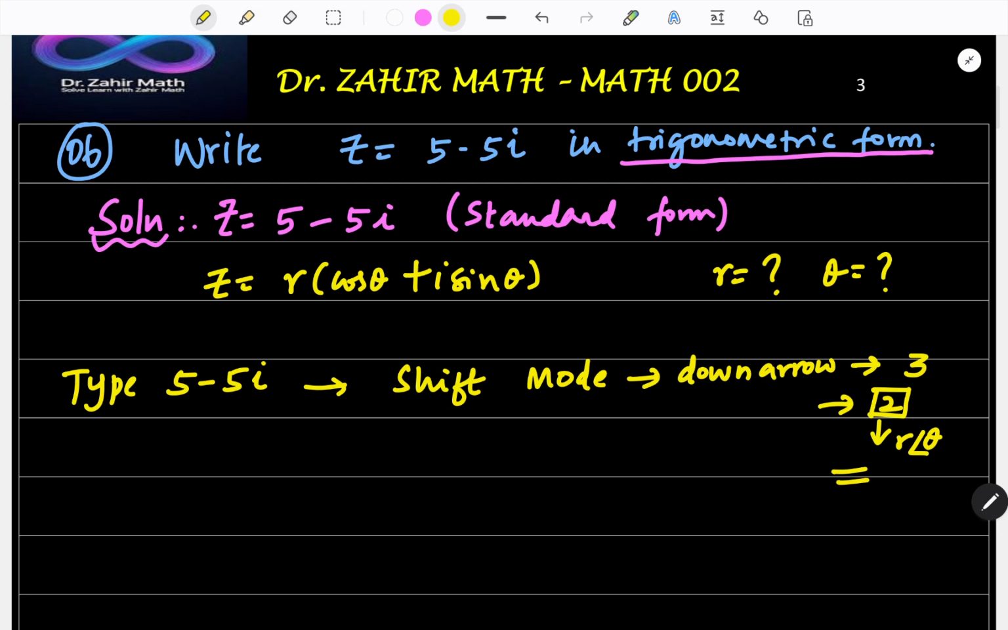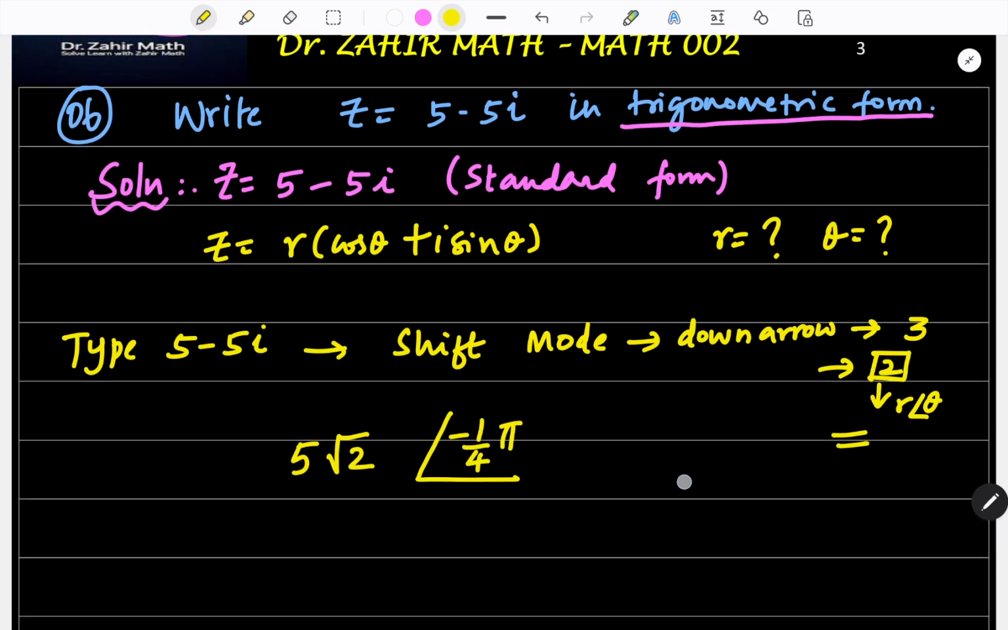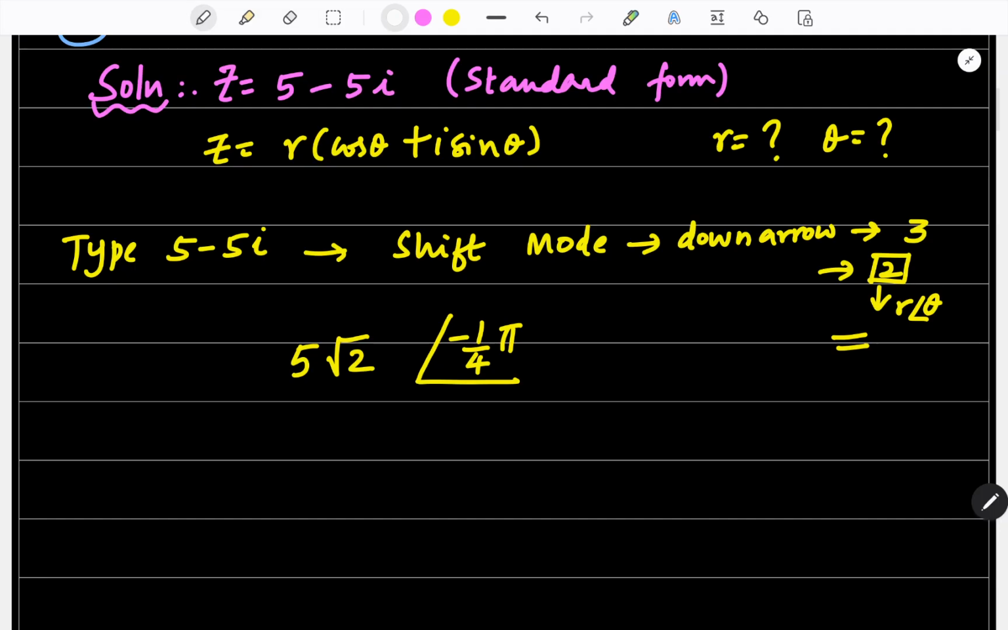If you press the equal sign, you will get the answer 5 square root of 2, and the angle comes negative pi over 4. The angle is negative. So if the angle comes negative, keep in your mind, you have to add 2 pi to make it positive. It is a must. The calculator sometimes gives a negative value because it takes the principal argument. Those things you forget. Just when you get negative in the calculator, add 2 pi.